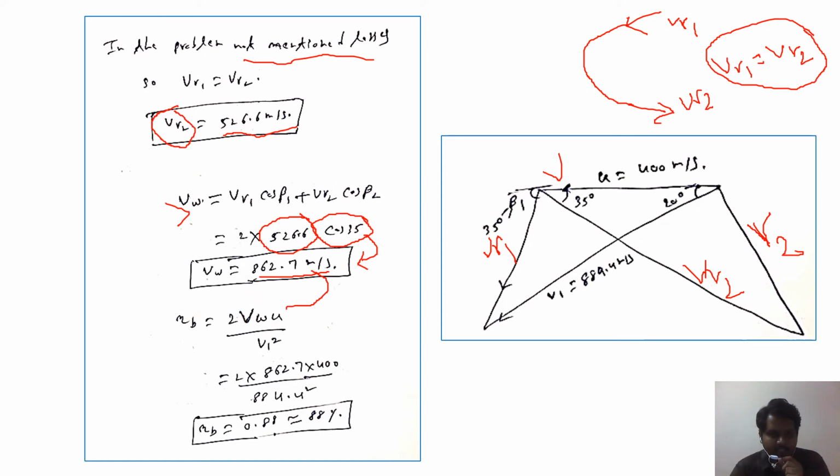So now substitute this value in the efficiency equation. Now 2 into whirl velocity is 862.7 into blade velocity is 400, which is already given in the problem. V1 square we calculated, 884.4 square. Now finally we will get the blade efficiency, that is 88%.